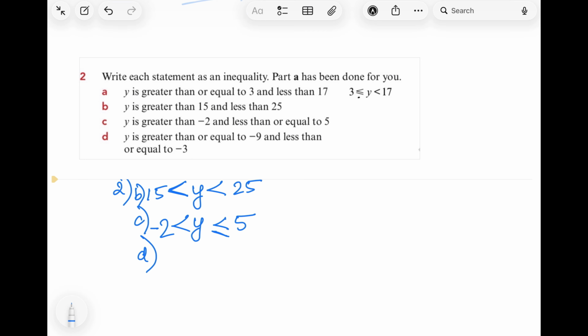D: y is greater than or equal to minus 9. So again y greater than or equal to both. So greater than and equal to minus 9 and less than or equal to minus 3.